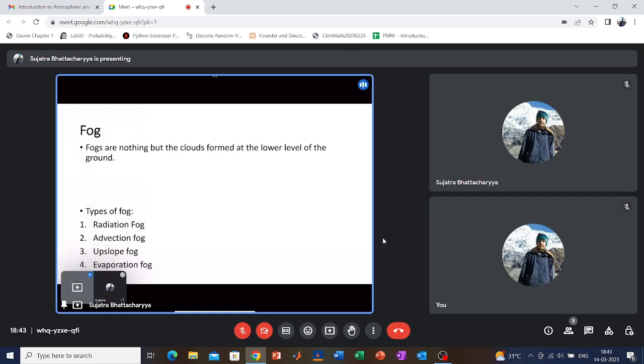Okay, this is now the fog. Fogs are nothing but clouds formed at the lower level near the ground, as I have already discussed. And particularly the type of fog which we see generally is the radiation fog. How this radiation fog is formed is quite related to the dew formation process which I have already told. But this I will explain. These all four things I will explain.